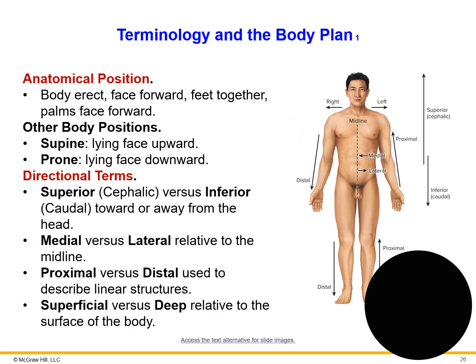So terminology and body planes, that's mainly for the lab. When we come to the lab, we're going to go over all these things in the lab. The anatomical position is very important. Like I said, this is human anatomy and physiology. We're going to see all the structure, terms, and planes for humans, especially in the anatomical position. So this is very important. All the terminology we use is based on this anatomical position.